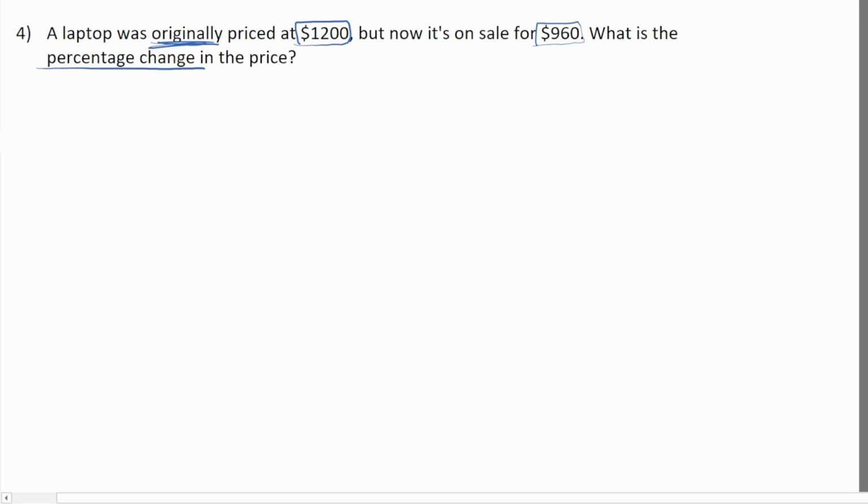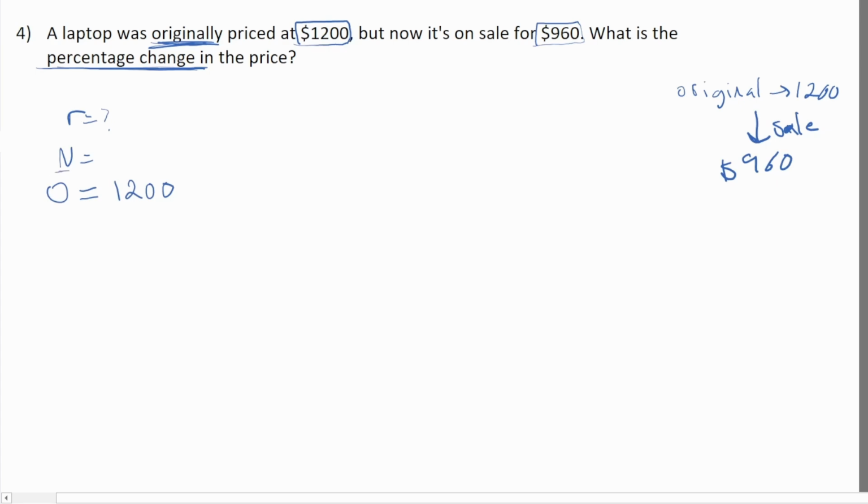So from the context of the question, you can tell that the original price of the laptop is $1,200, but now there is a sale, and in this sale, you have the new price of the laptop as $960. And we want to know the percentage change in the price. So R is unknown, but we do know the new price and the old price. The old price is the original one, the previous one, which is 1,200. The new price is $960.